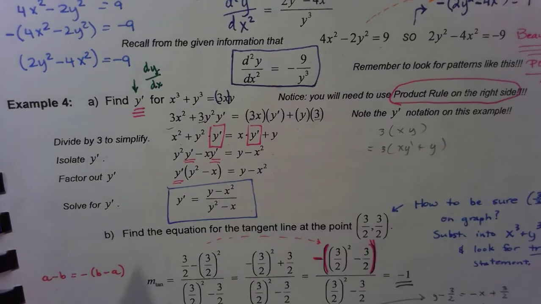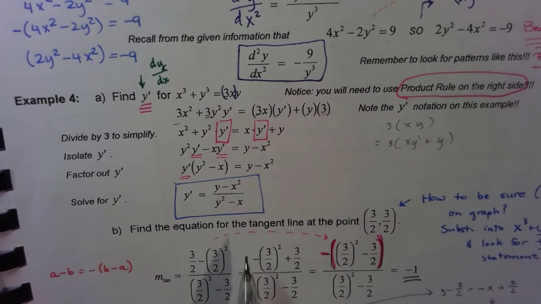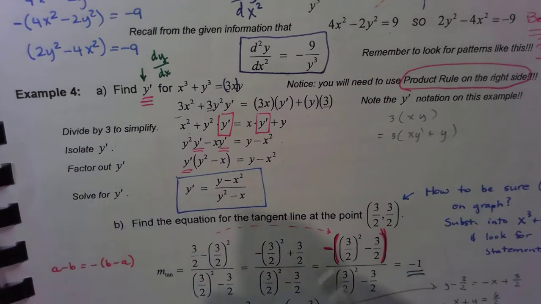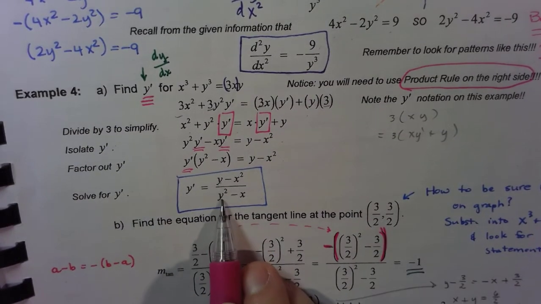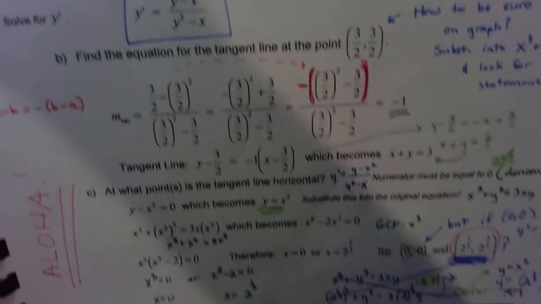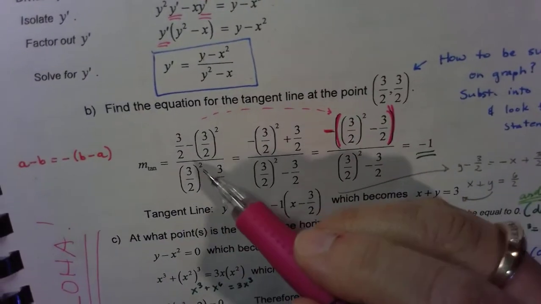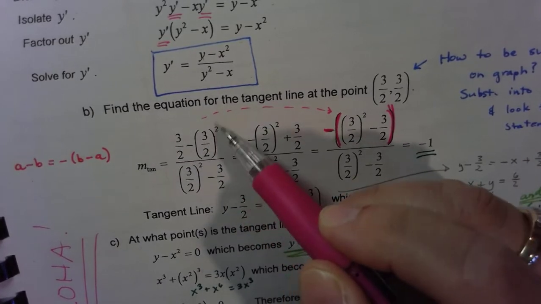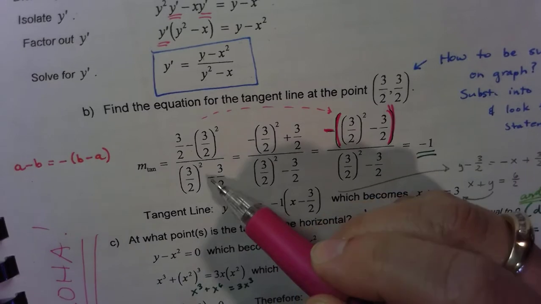Now it says, part B, find the equation of the tangent line at the point (3/2, 3/2). Well, here's my y, it can go here. Here's my x, it can go here. And I have a little crazy algebra happening here. Notice that I have 3/2 minus (3/2) squared over (3/2) squared minus 3/2.